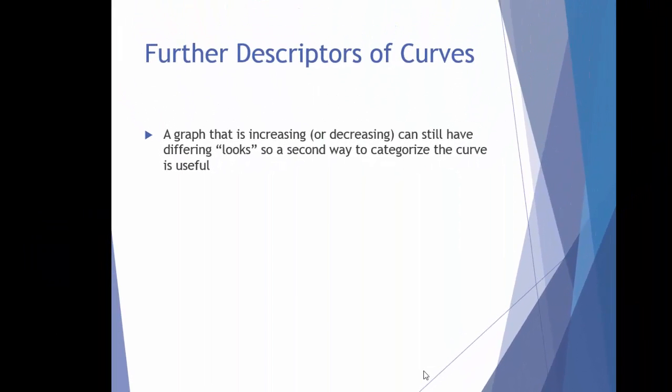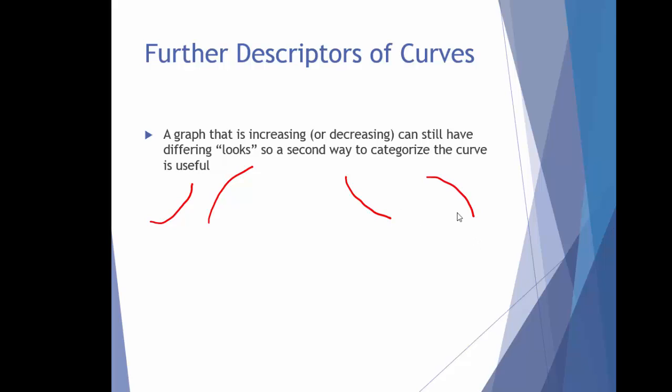So being able to describe a curve as increasing or decreasing is an excellent way to help categorize and understand what's going on with your curve. But the problem that we're going to run into is that just because you have a graph or a curve that's increasing or decreasing, it can still look different. I mean, this is an increasing function, but so is this. And they clearly look very different. This is a decreasing function, but so is this. And they have different looks.